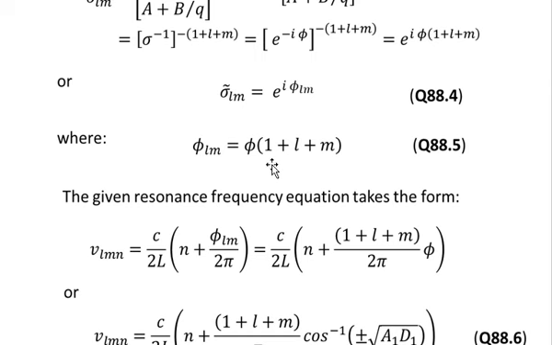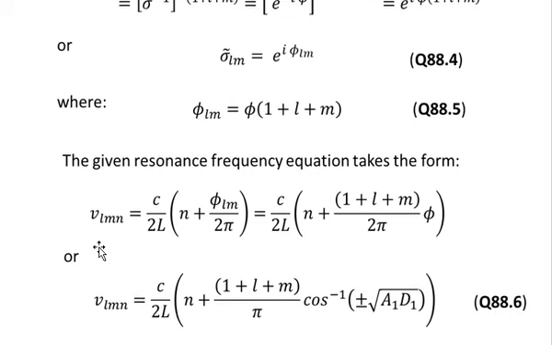So replacing phi Lm in the resonance frequency expression given in the question, we are now rewriting that expression by replacing the value of phi Lm by the right hand side of equation number 5. So the resonance frequency becomes nu Lmn is equal to C over 2L, within the parentheses n plus phi Lm over 2 pi, and then we have C over 2L multiplied by, within parentheses, n plus 1 plus L plus m divided by 2 pi, and this term is being multiplied by phi.